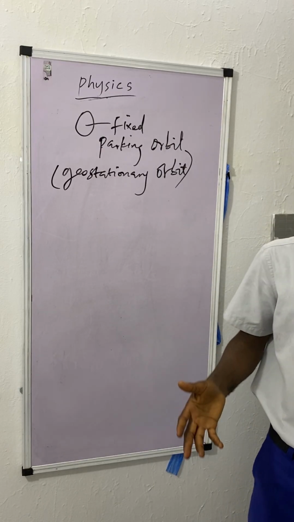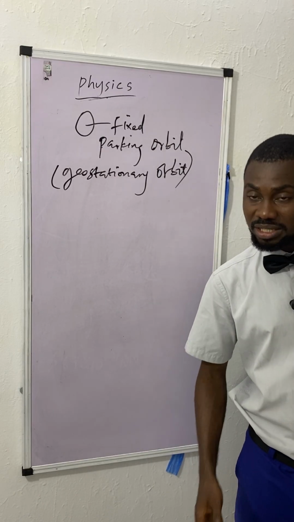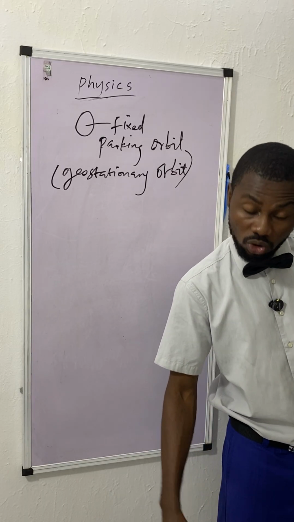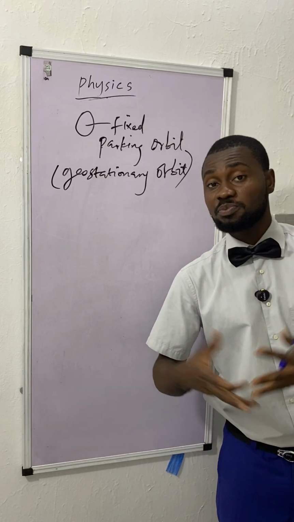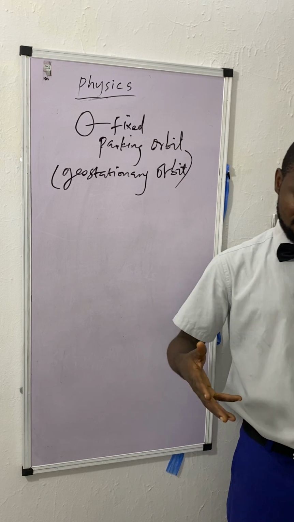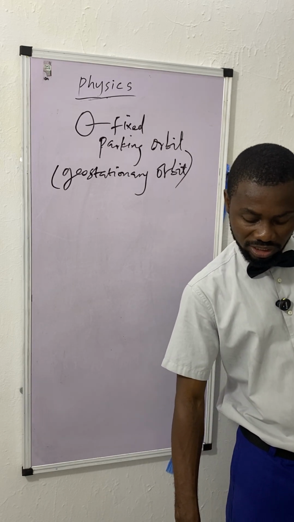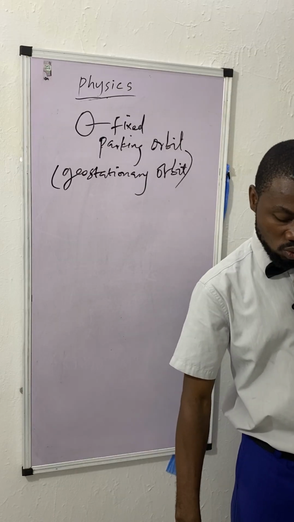Then weightlessness. Weightlessness means that no weight is felt. So when an object is weightless, no weight is felt. For example, when an astronaut is in space, they feel this weightlessness. Both the satellite and the astronaut fall freely under gravity. So there is always this weightlessness.